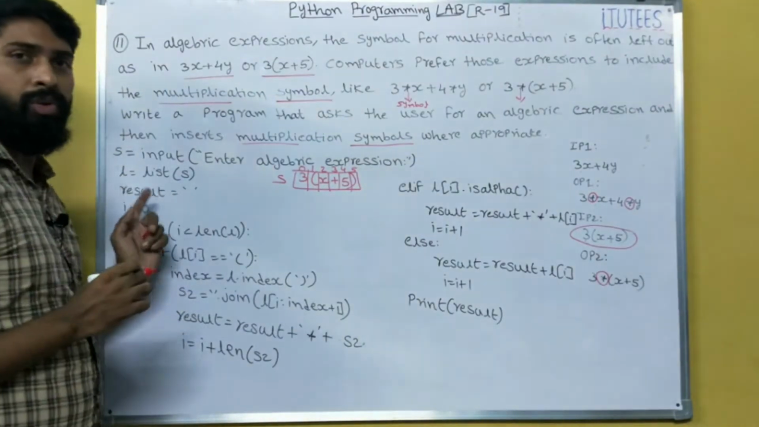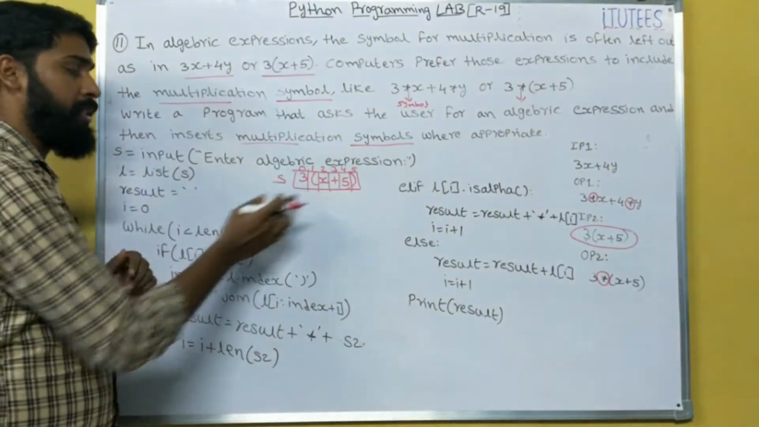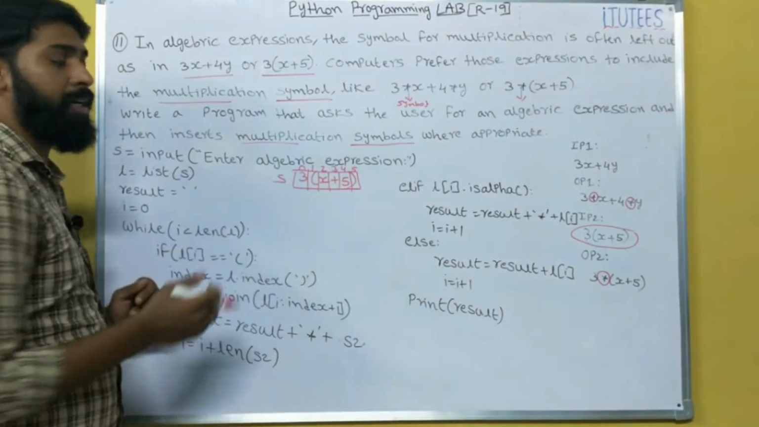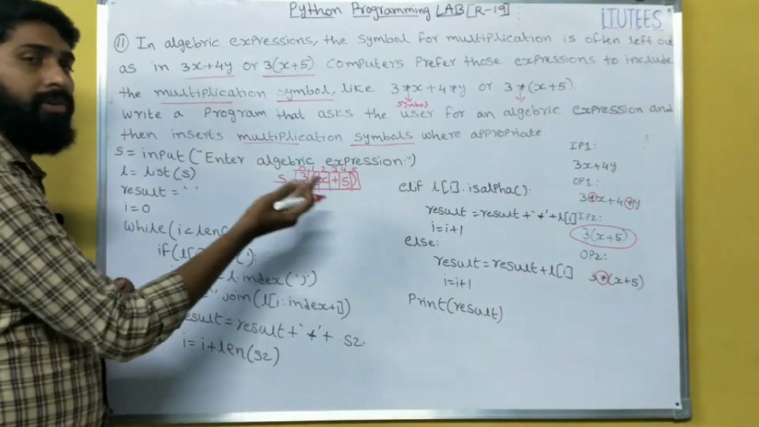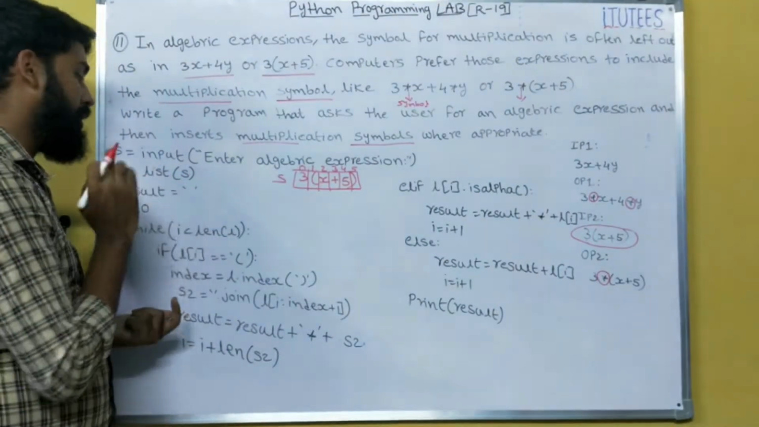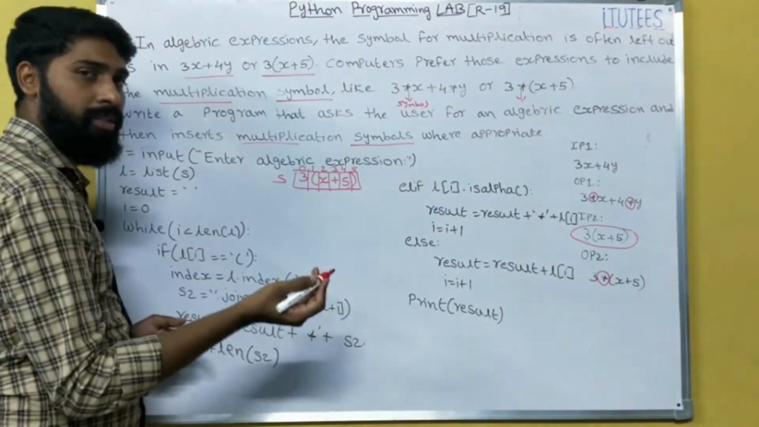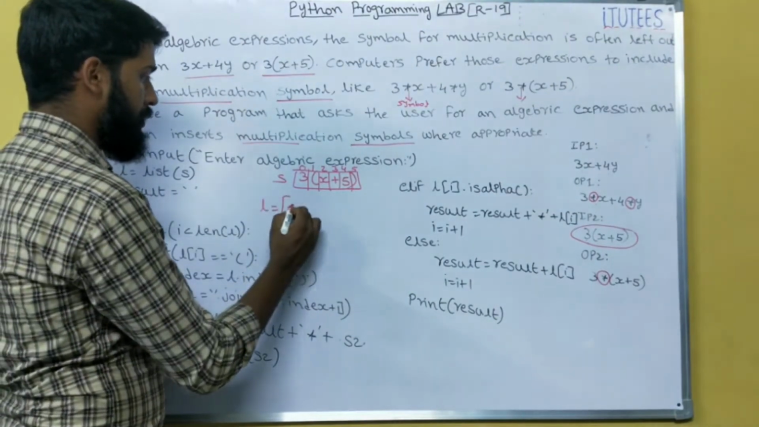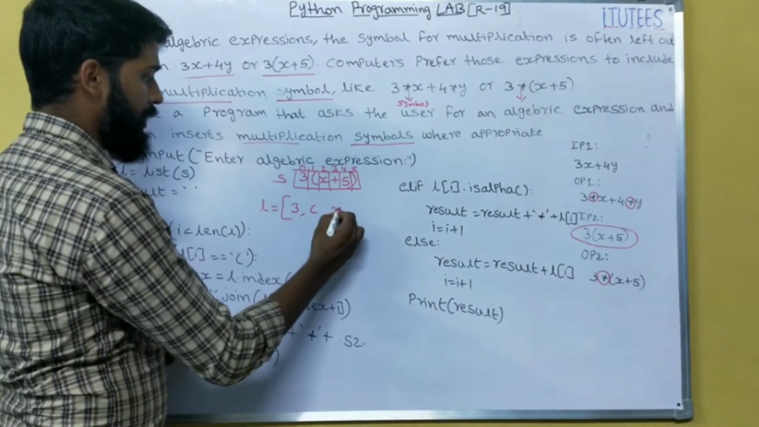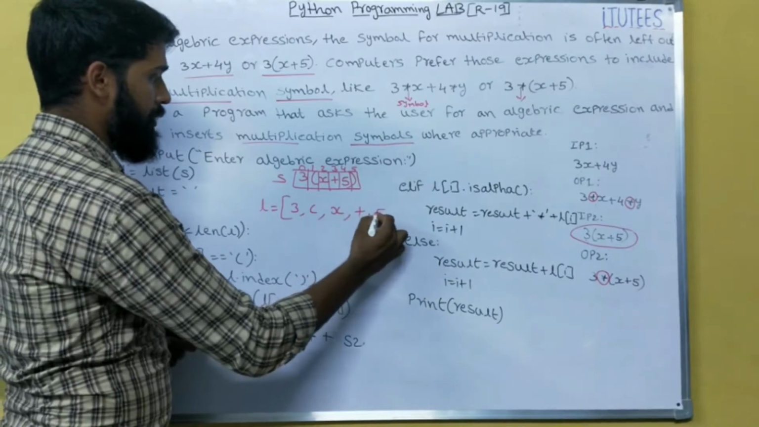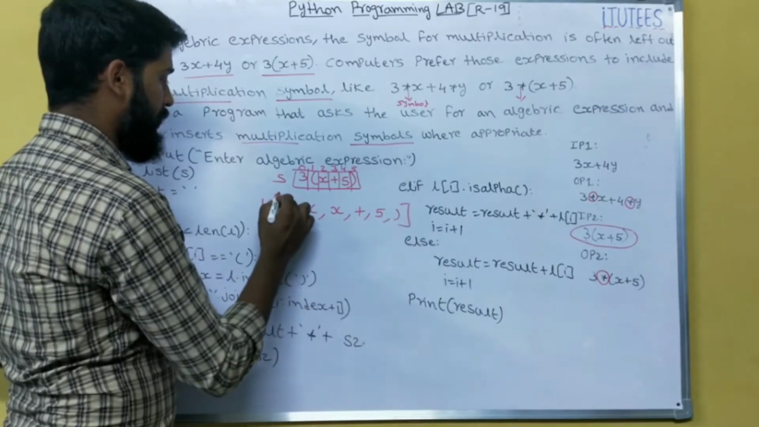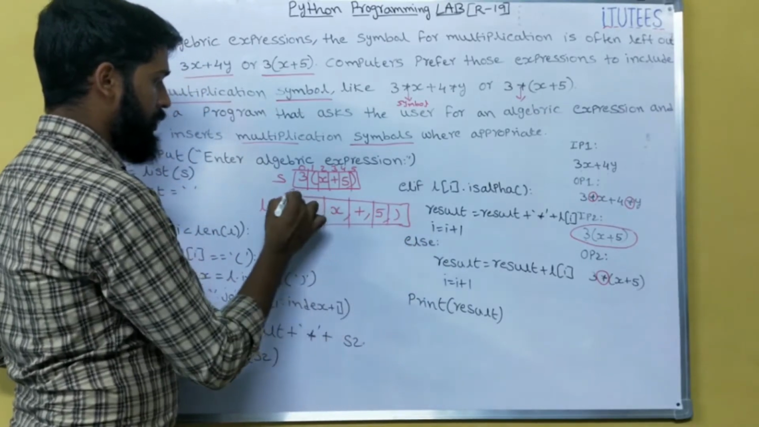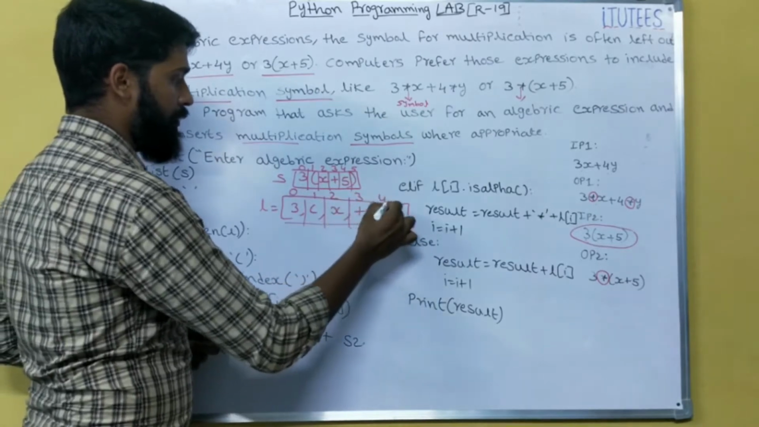So L equals list of S. Why did I convert the string into a list? Because S is immutable, which means we cannot change the contents of S. So I convert the contents of S into a list, since a list is mutable. So now what is here? L becomes 3, bracket, x plus 5, bracket. That's it. In this, the indexes are 0, 1, 2, 3, 4, 5.